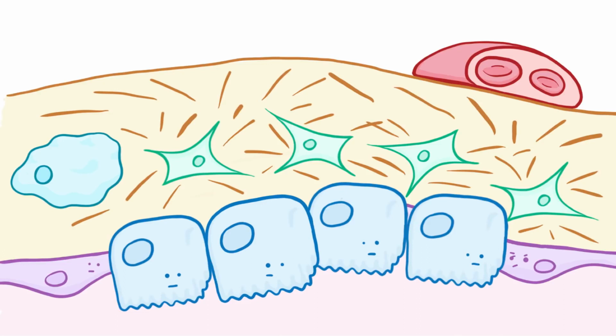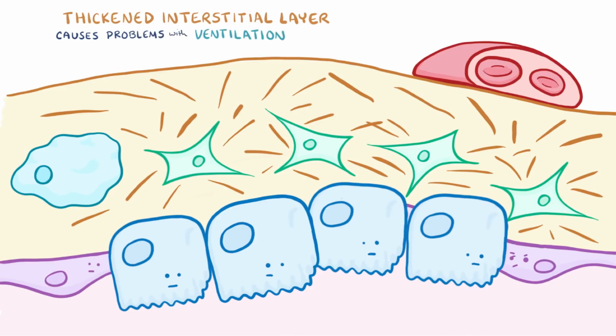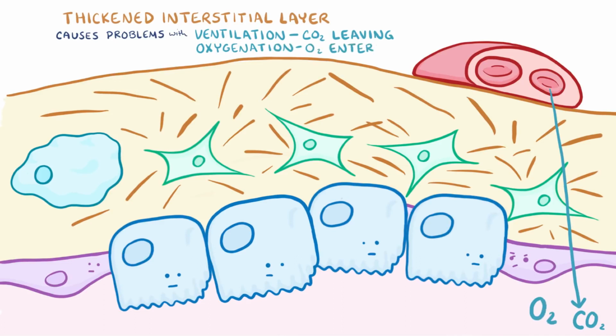As the collagen accumulates, it thickens the interstitial layer between the alveoli and the capillary, and that leads to problems with ventilation, which is carbon dioxide leaving the body, as well as oxygenation, oxygen getting into the body. The excess collagen also causes the lungs to become stiff, which makes it hard for air to flow in and out.